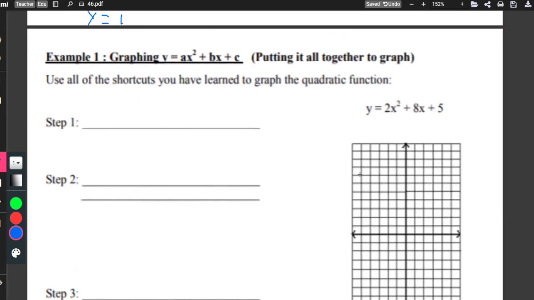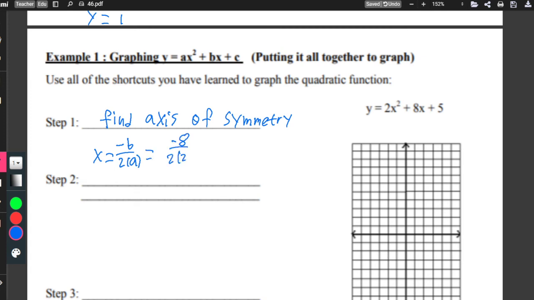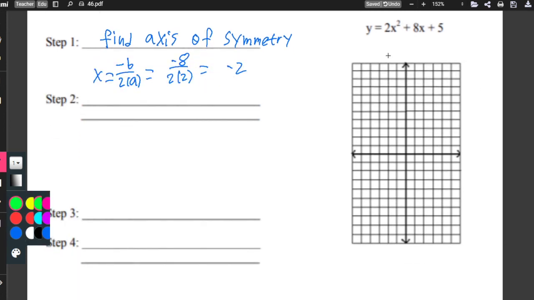So our final one, we're going to put some of this stuff together. Step 1, find your axis of symmetry. So for this, that's our x equals negative b over 2a. For this one, that's going to be negative 8 over 2 times 2. So that equals negative 2. So if we draw our axis of symmetry, it's going to be at negative 2.